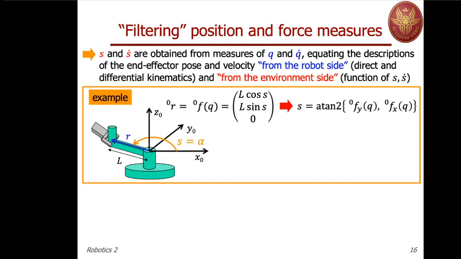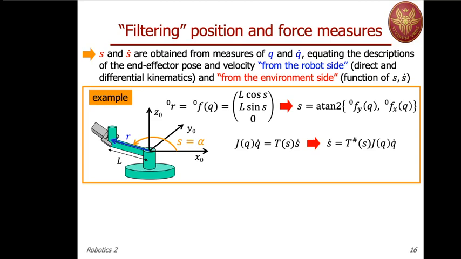What about S dot? This is more simple once you have S, so you equate the linear velocity from the robot side and from the robot environment interaction side. This equation was already found before. Remember that suppose that the robot has, as we have considered so far, 6 degrees of freedom, and the task is 6-dimensional in fact. So you have a 6 by 6 Jacobian, which is invertible, although you don't need this at this stage.